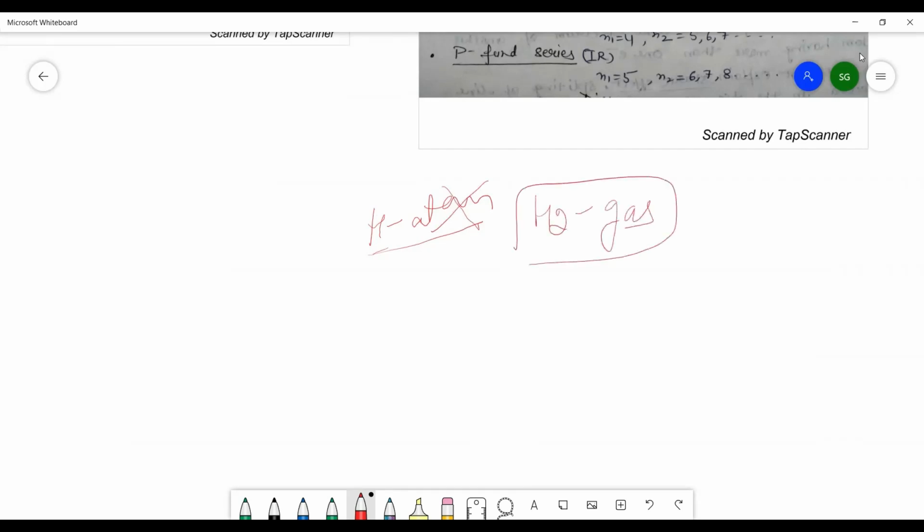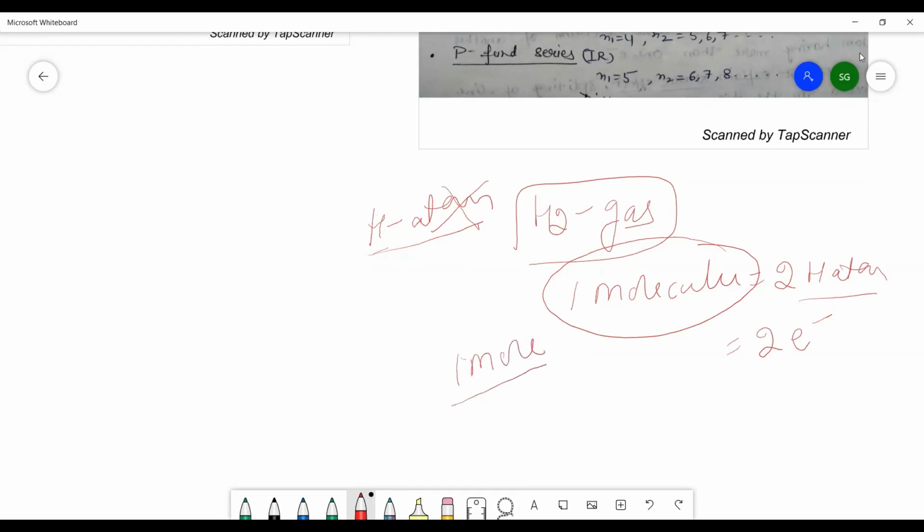In hydrogen gas, one molecule has two hydrogen atoms, and two hydrogen atoms will contain two electrons. But is it possible to take just one molecule? No, it is not possible. If we take 1 mole of the substance, which is normally taken as a minimum quantity, then in 1 mole of hydrogen gas we have 2 into 6.023 into 10 to the power 23 atoms, and we have just as many electrons.